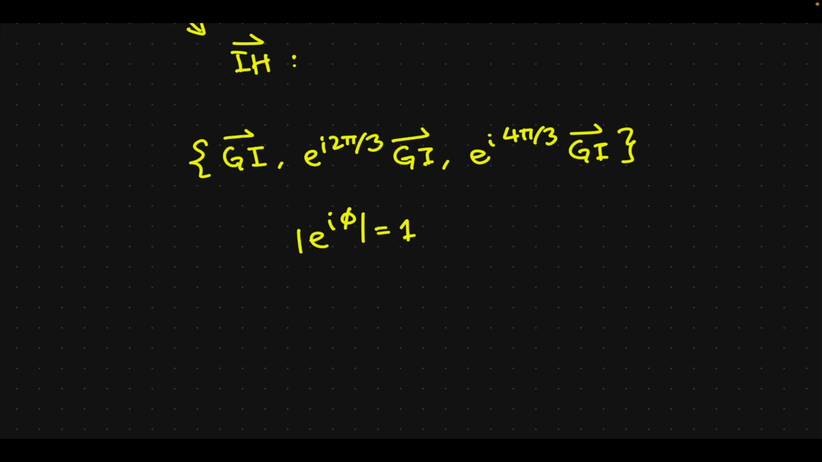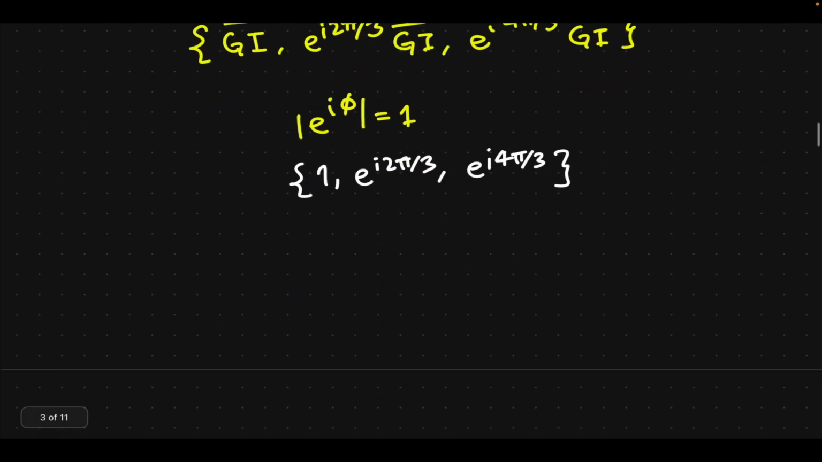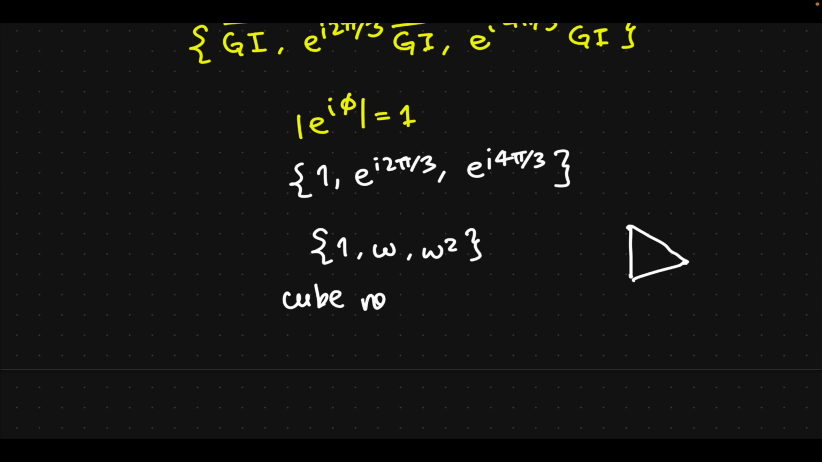Now if we take any of these points to be the unit, just the trivial vector, we will notice that 1, e to the i 2 pi over 3, e to the i 4 pi over 3 form an equilateral triangle. And you might know this from complex analysis to be the cube roots of unity, right? And we know that the cube roots of unity form an equilateral triangle in the complex plane. These are the cube roots of unity.